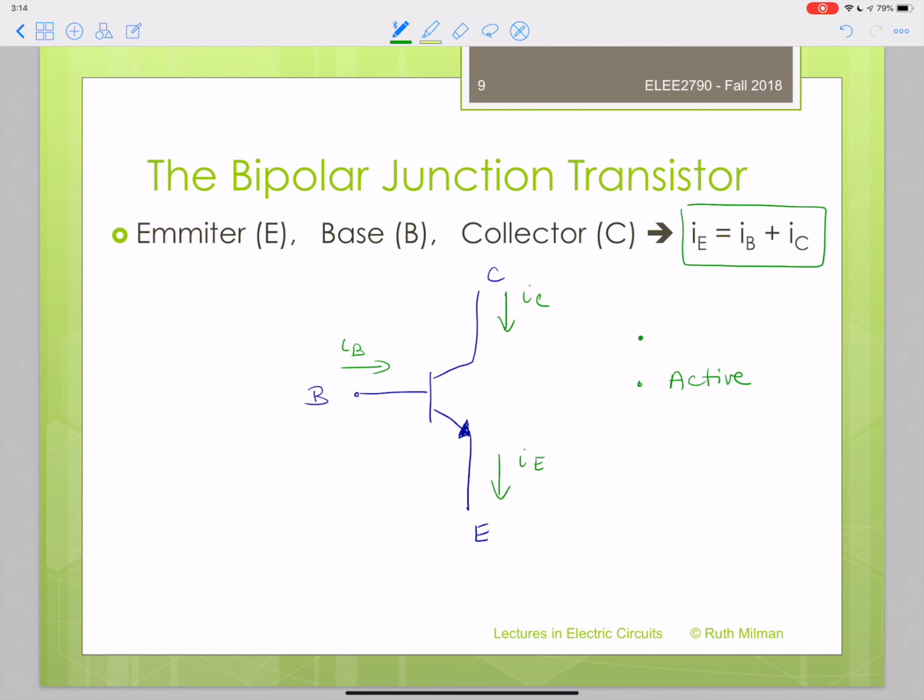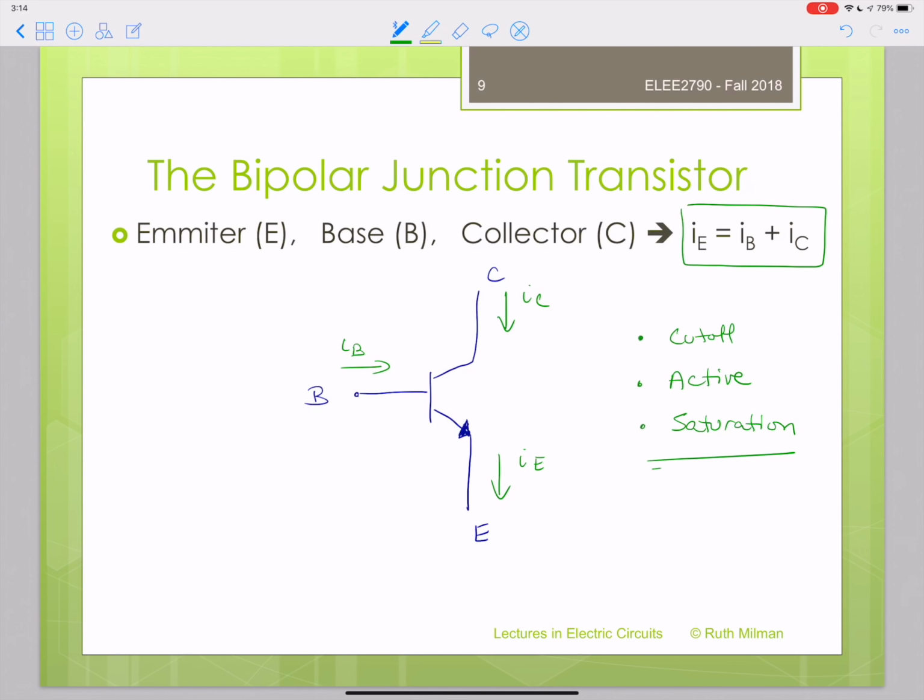Now, if that base current happens to equal 0, we talk about this as being in cutoff mode, which means that basically it's still off. And on the other hand, if that current is so big that it maxes out the amount of current that the dependent current source is able to create, it becomes in saturation mode.